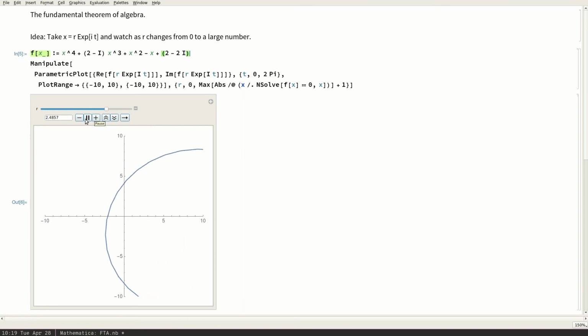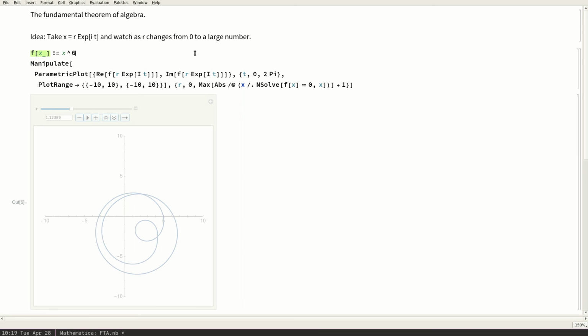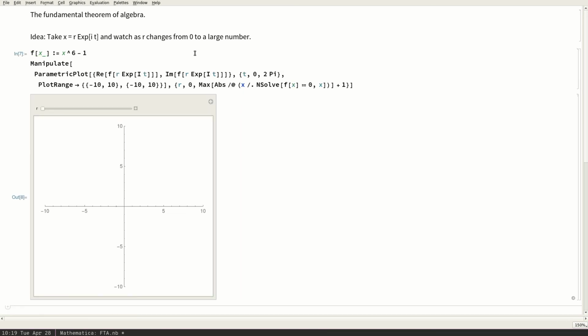All right, let's do it again. Let's plug in a new function and see what things look like. This is kind of nice. So let's do x to the 6th minus 1. Okay, so when r is 0, I'm going to be at negative 1 over here. And the function should grow to be 6 large circles at some point passing through 0, 0, getting a root of the polynomial.